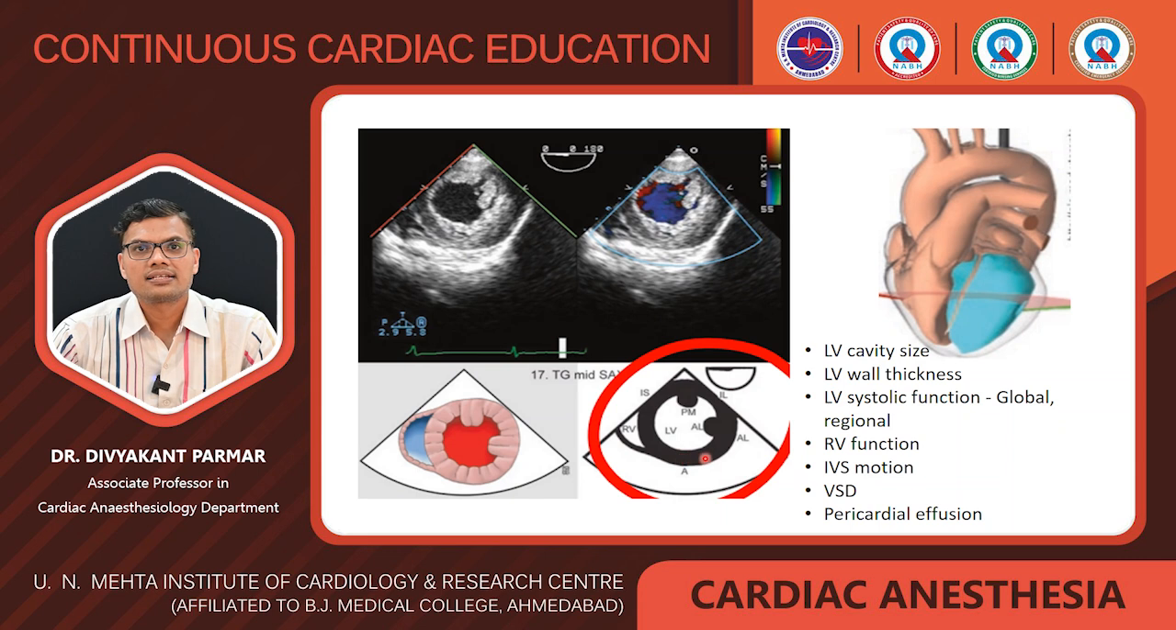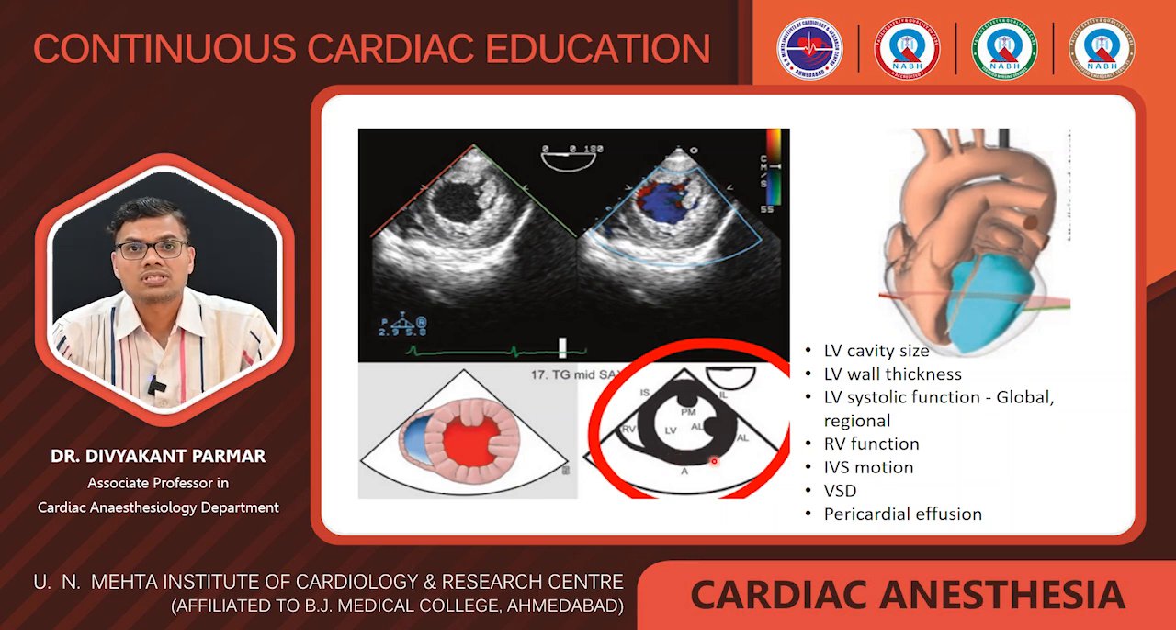So we can see this anterolateral papillary muscle, the posteromedial papillary muscle, and all the six mid-level segments, that is the anterior, anterolateral, anteroseptal, inferoseptal, inferolateral, and the inferior. So this view is also most important. We can measure the left ventricular cavity, and we can also measure the left ventricle wall thickness and interventricular septal thickness.